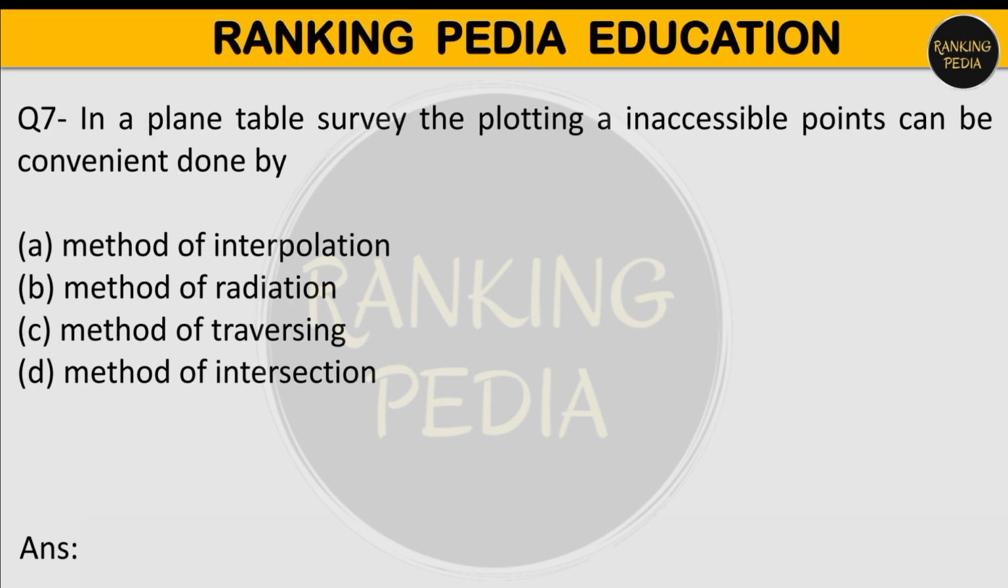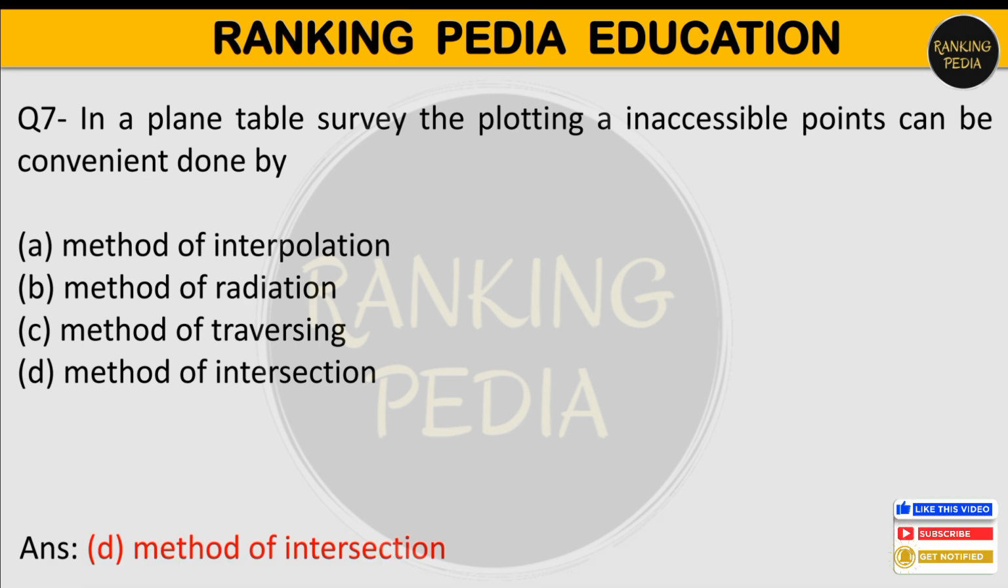Next question is, in a plane table survey, the plotting of inaccessible points can be conveniently done by. Your options are method of interpolation, method of radiation, method of traversing, or method of intersection. So for the plotting of inaccessible points, the intersection method of plane table survey is used. So which one is used? That is your method of intersection. Option number D is correct.